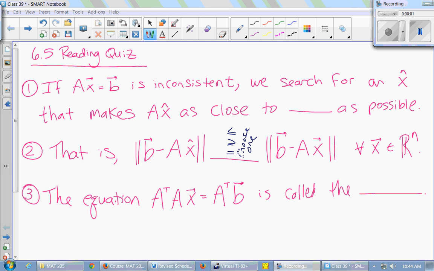A system of equations or matrix equation, Ax equals b, that's inconsistent. That means that there are no solutions, right? There is no x that can make Ax equal to b. So instead, we're going to search for an x hat that makes A x hat as close to what as possible?